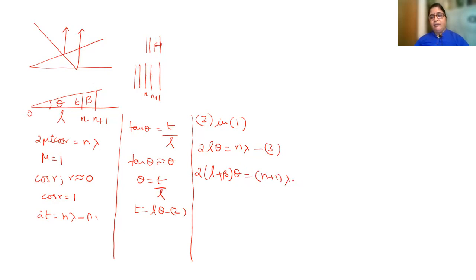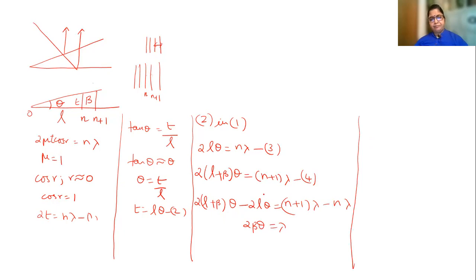If I need the fringe width, I will find the difference between equation 4 and equation 3. So I will write 2 into L plus beta into theta minus 2 L theta is equal to n plus 1 into lambda minus n lambda. When I subtract the left hand side and the right hand side, I will end up with 2 beta theta is equal to lambda. Now I could bring back the relation theta is equal to T by L. So 2 beta T by L is equal to lambda. So T is equal to L lambda by 2 beta meters, which will give you the thickness of the material inserted between the two plates.